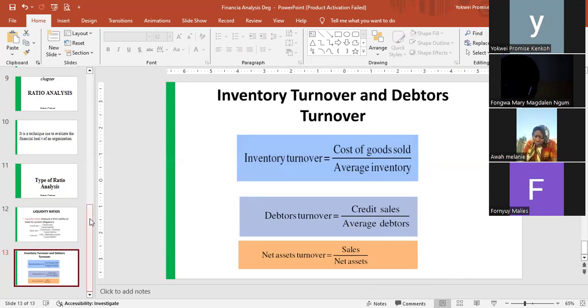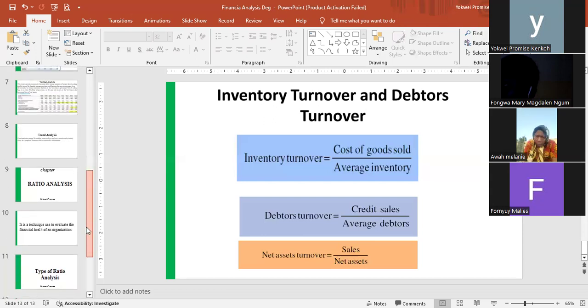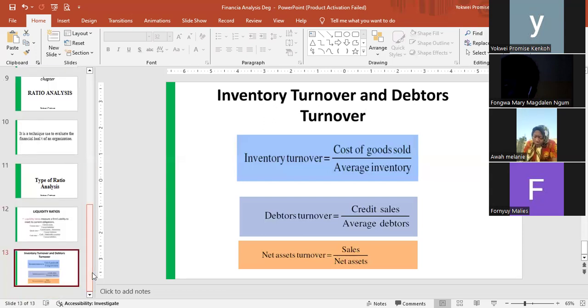I just discovered I didn't include the profitability ratio here and the solvency.